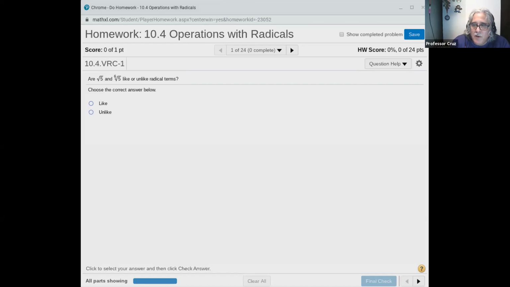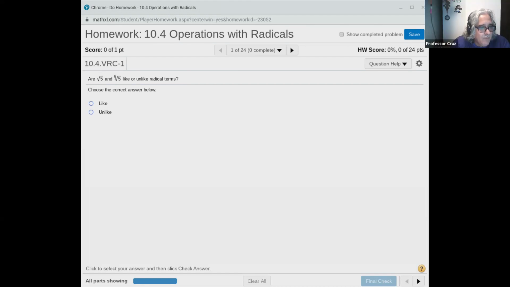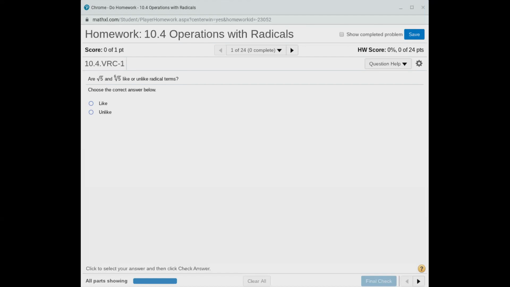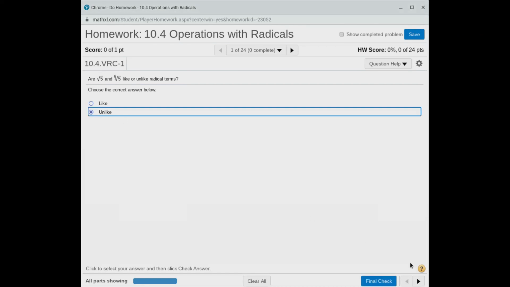All right. So tell me, are these like terms? Yes. They are? I would say no because the first one is a square root, and the second one is what? The 6th root. And this is a square root, right? 2, yeah. So these are unlike.